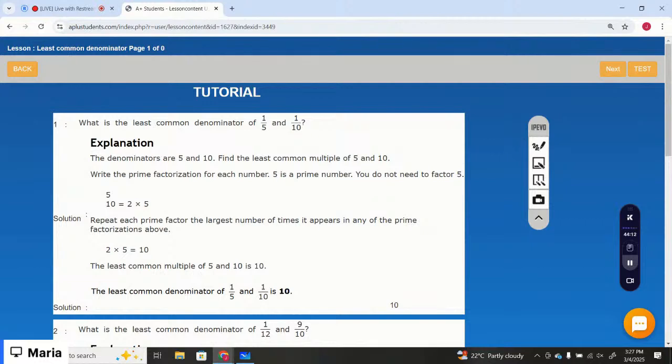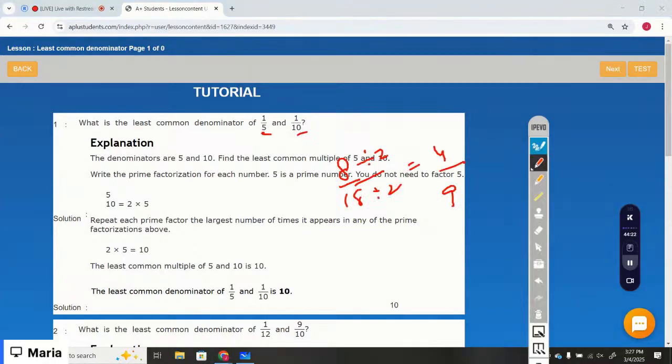What is the least common denominator of 1 by 5 and 1 by 10? That is the least common denominator. So the denominators of these fractions are 5 and 10. You need to write down the prime factors of both the numbers, like 5 times 1 is 5. So you have to write down the prime factorization, then you have to look at the common factors.